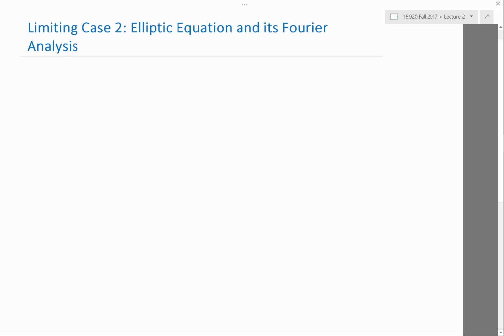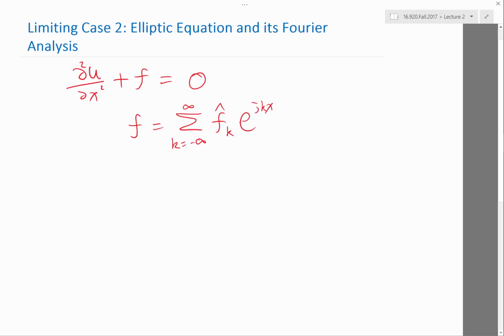For elliptic equations, let's do another analysis, again using Fourier. So for elliptic equations, we have the second order derivative of u plus f is equal to 0. So here, let's expand f using Fourier series. k goes from minus infinity to infinity, f hat of k times e to the j k x.